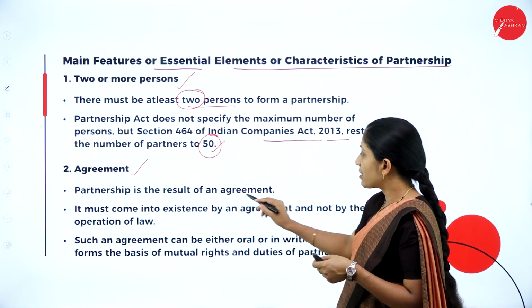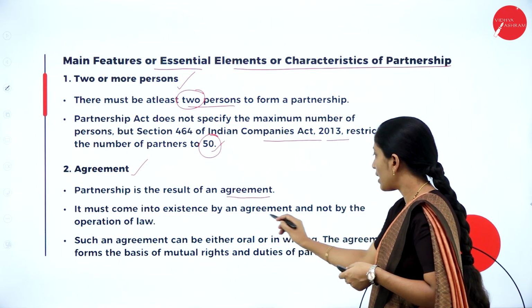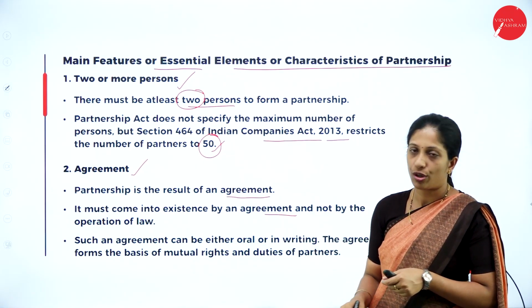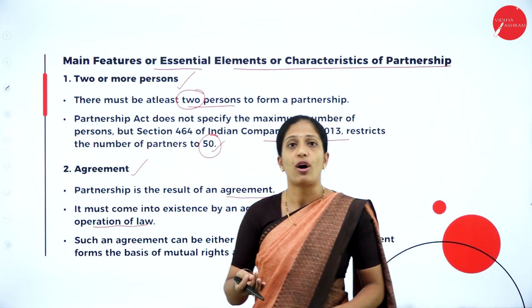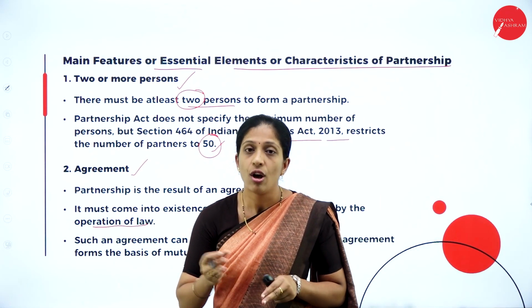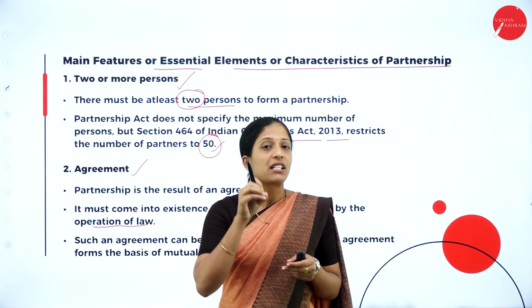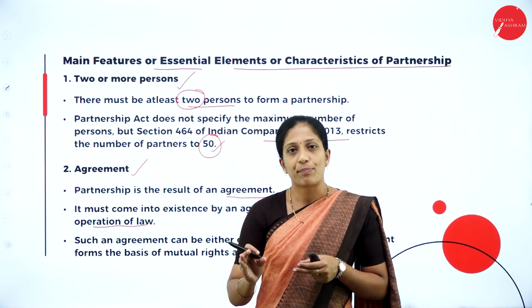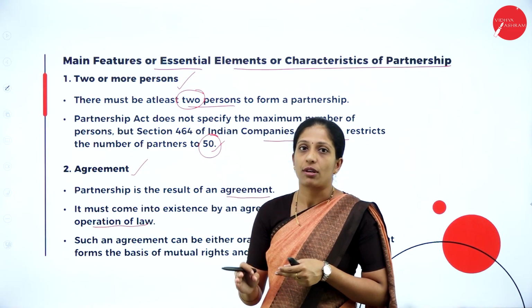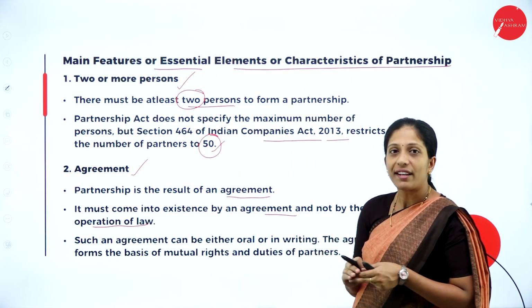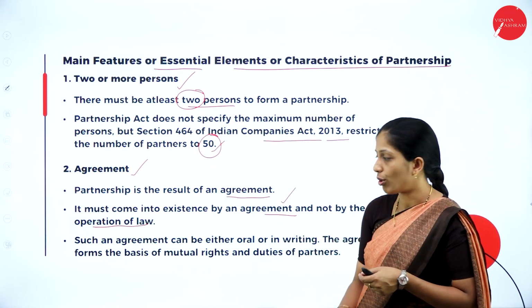So partnership is a result of an agreement. It must come into existence by an agreement and not by the operation of law. There is no particular law for it. For example, a company is formed as per the Companies Act 2013, or before that the Companies Act 1956. So based on a particular law, a company or a Hindu undivided family will be formed, but not a partnership. Partnership is formed not according to a law. It is an agreement and not by the operation of law.